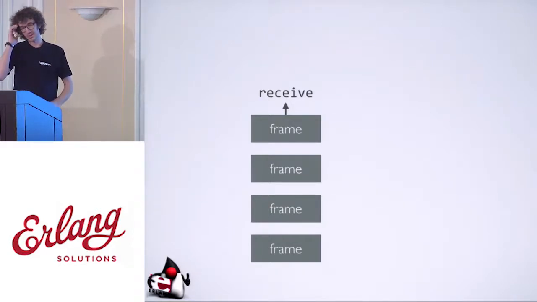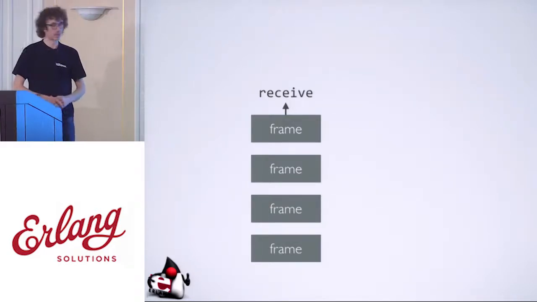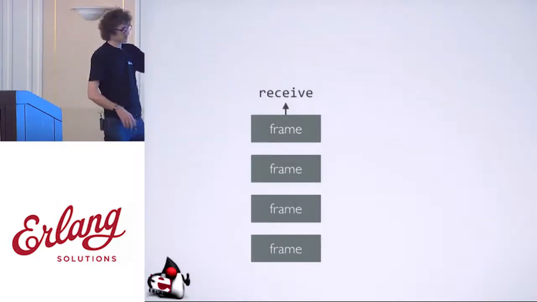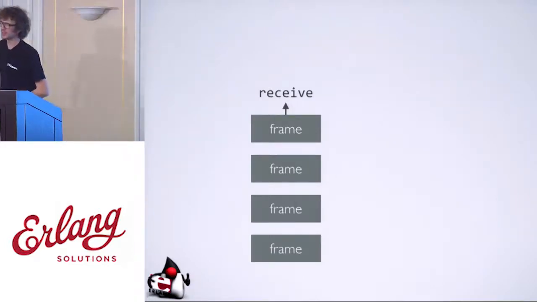So here I'll explain how the coroutines work. Okay, so you have a set of activation records like this. So what's the time limit, by the way? Five. We're supposed to be finished in 5 minutes.